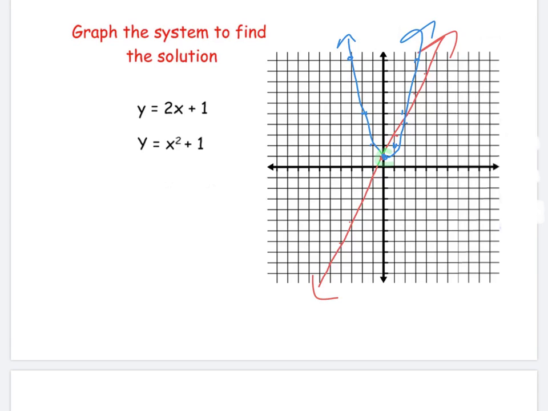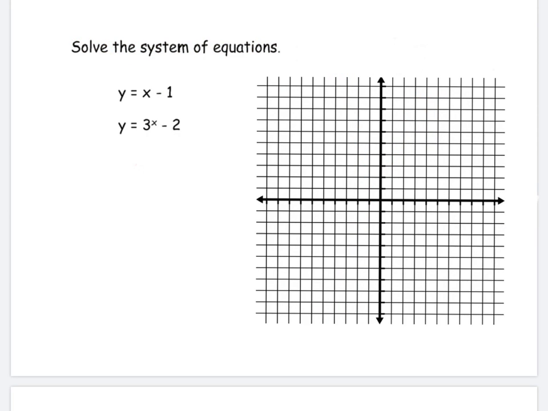So I have an intersection point here, and I have an intersection point there. So my solutions are (0, 1) and (2, 5). Those would be my solutions to that system of equations, because the graphs would intersect each other twice. Then let's take a look at this one.